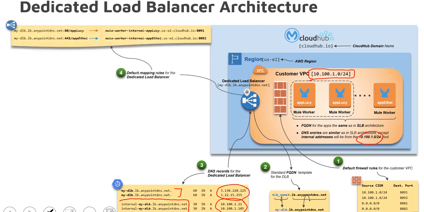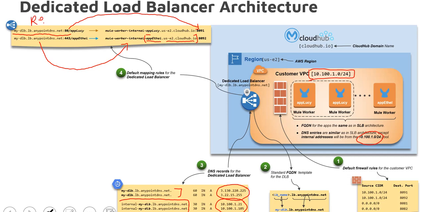Now, how can we access our apps? We'll be triggering our DLB URL. Now see very closely. We are triggering the internal Mule worker URL: mule-worker-internal, then the app itself, which is my app. The rest of the address is exactly like a shared load balancer app. But DLB always triggers the internal Mule worker, and SLB always triggers the public Mule worker URL. Port 80 is getting mapped to 8091. So this is how we'll be triggering.